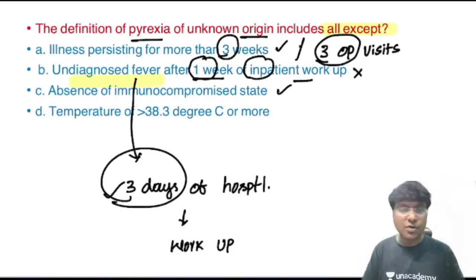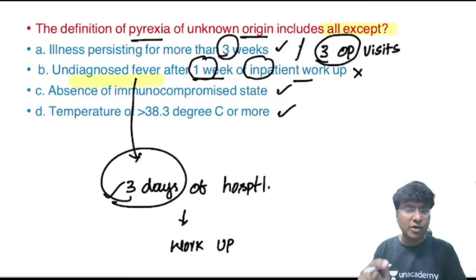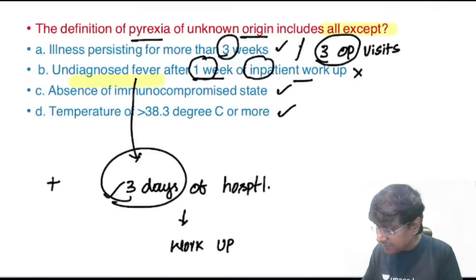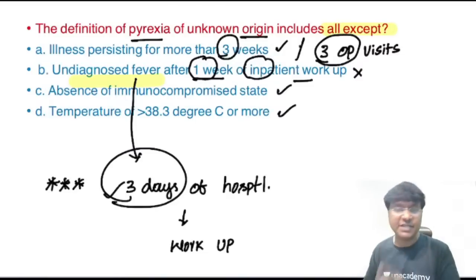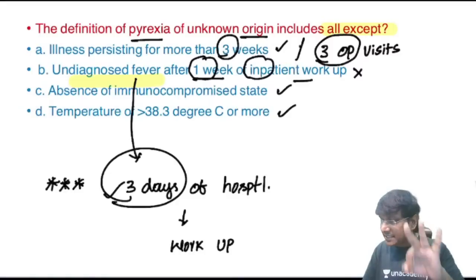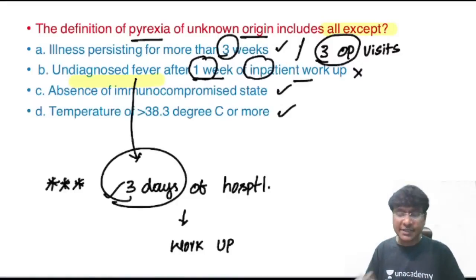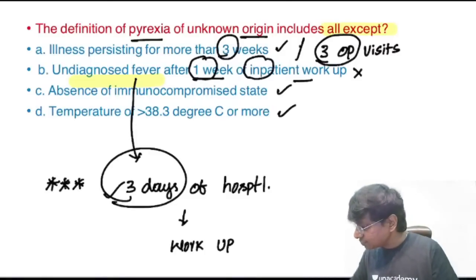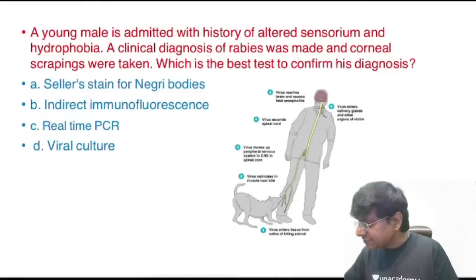An absence of immunocompromised state is part of the definition of pyrexia of unknown origin. Temperature of more than 38.3 degrees centigrade is also part of the definition. So PUO, this point is very, very important. It is not 1 week of inpatient workup. The present guidelines say 3 days of inpatient workup, and still you don't know the cause of fever, that we call pyrexia of unknown origin. So that was about your PUO definition. We have discussed scrub typhus, Zika virus, and pyrexia of unknown origin.